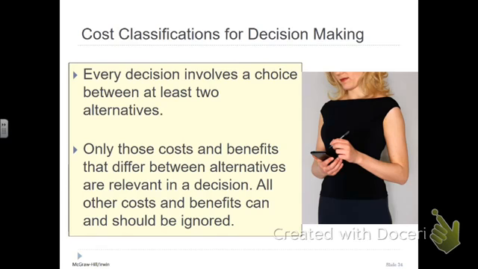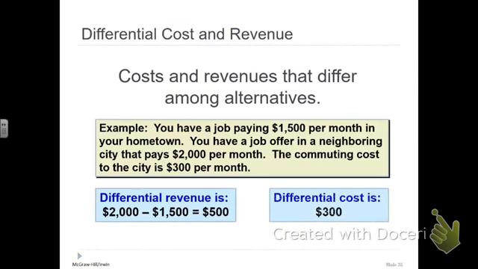Now there is an important distinction we need to make when we're making decisions. Not all costs are relevant for making decisions, so what we need to do is take a couple of minutes and look at what costs, and what benefits for that matter, should be ignored. When we have costs and revenues that differ among alternatives, what we need to look at is the differential. When we're making a decision, what we need to look at is the differential.